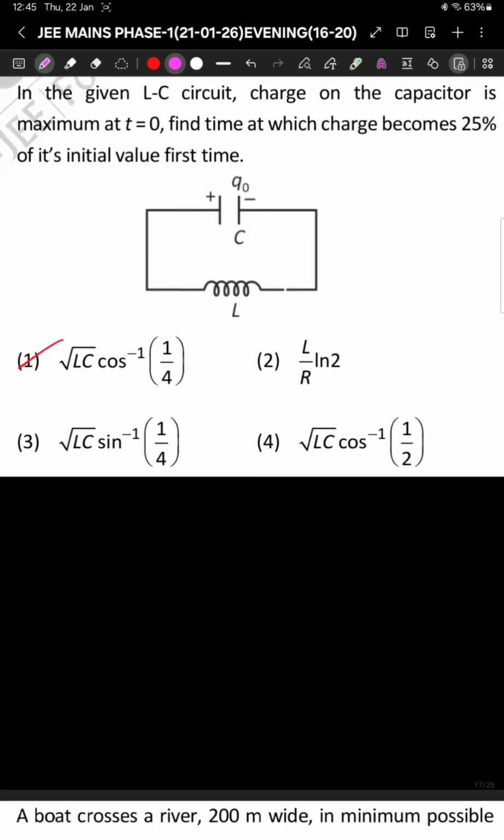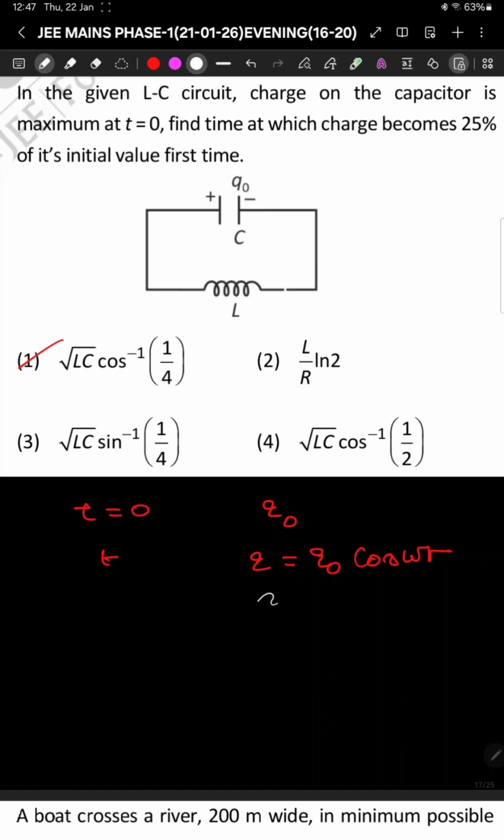This question belongs to LC oscillator. So in LC oscillator, initially at time 0, the charge of the capacitor is given as maximum. Now at time t, the charge becomes something else. In LC oscillator, charge varies simple harmonically. So the simple harmonic equation will be like this: Q equal to Q naught cos omega t. Because at time 0, charge should be maximum, we should take the cos function.